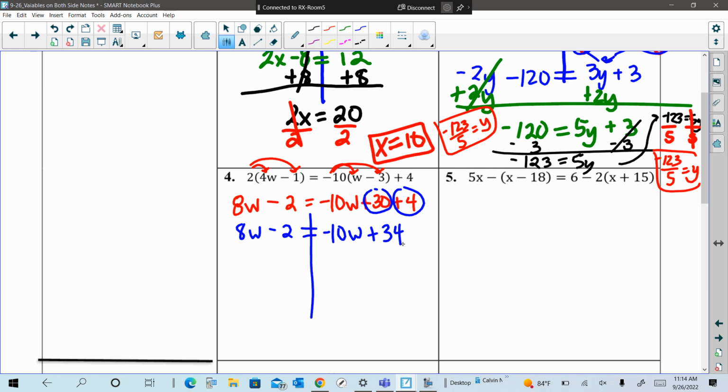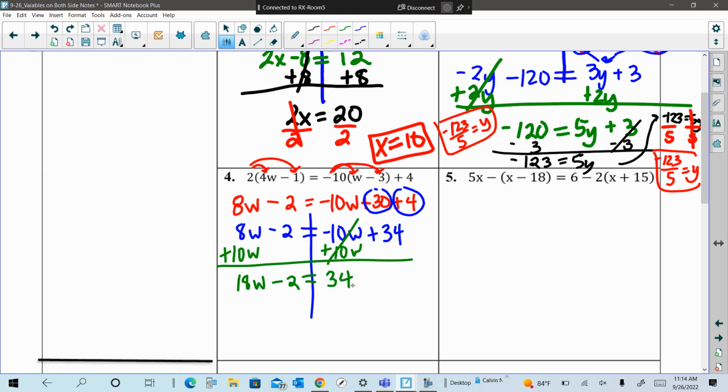All right, now what do we do? Move the smallest variable. Who is our smallest variable? Yeah, the negative 10W. So we have to do the opposite, the inverse. So plus 10W, plus 10W. Line it up with the W's and not with the constants. The smallest variable is gone. Now we have a total of 18W minus 2 equals 34.